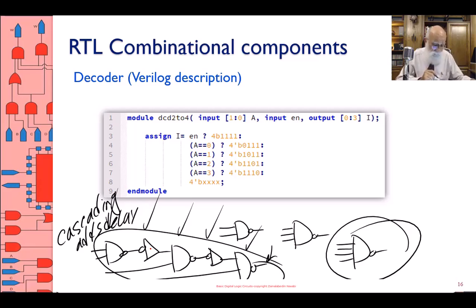Let's do the Verilog description of this. I have a 2-bit input A, which is the binary number. I have an enable, and the enable is active low. I'll show you why active low. And I have 4 outputs, which are I0, I1, I2, I3. I'm using an assign statement, and I'm using a conditional operator.